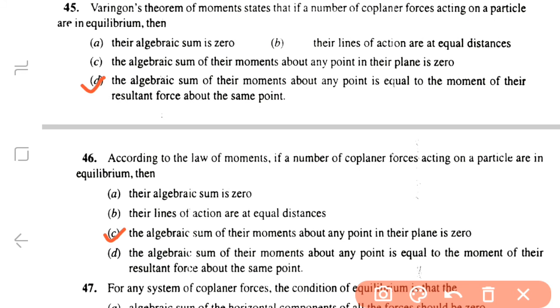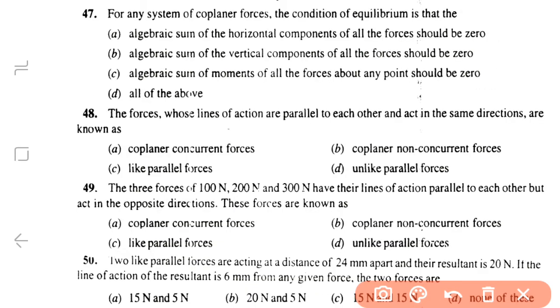Next question is question 47. For any system of coplanar forces, the condition of equilibrium is that the, here friends these are the options, and here correct option is option D, that is all of the above. Here friends for any system of coplanar forces, the condition of equilibrium is that the algebraic sum of the horizontal components of all forces should be 0. Algebraic sum of vertical components of all the forces should be 0. Algebraic sum of moments of all the forces about any point should be 0.